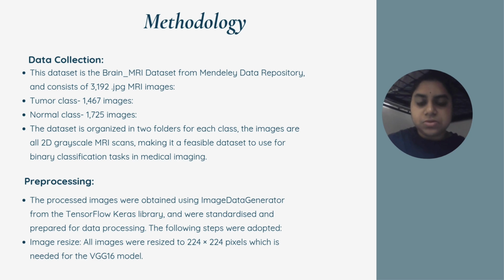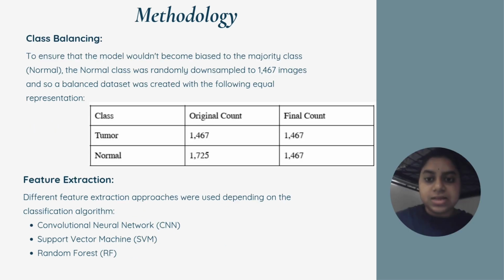Next, the second step is pre-processing. The processed images were obtained using the image data generator from the TensorFlow Keras library, and were standardized and prepared for data processing. The following steps were adopted: resizing all the images to a particular size, for example 224, which is a standard sizing of the images for the VGG16 model.